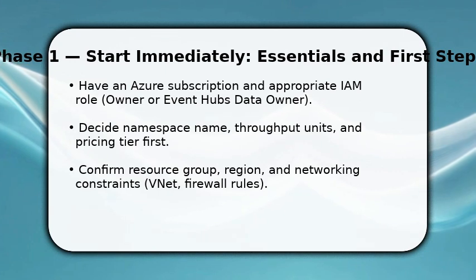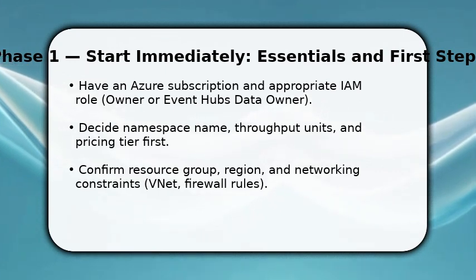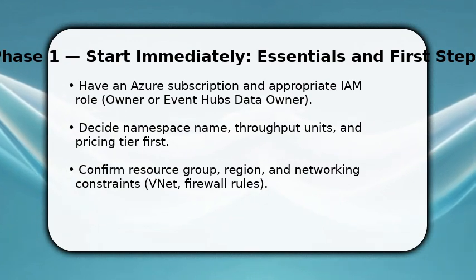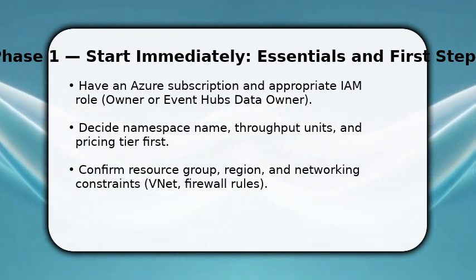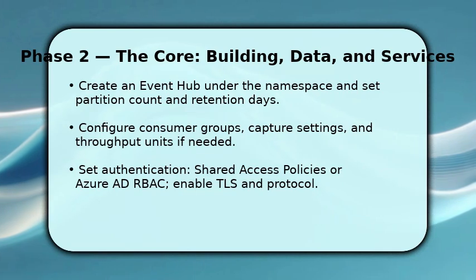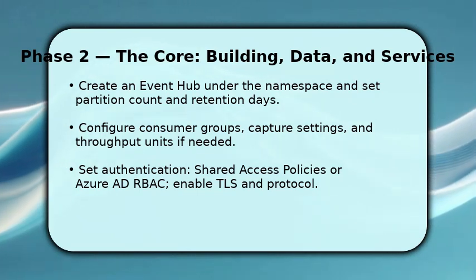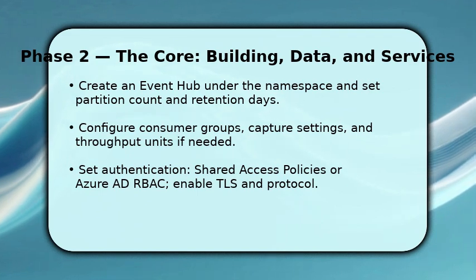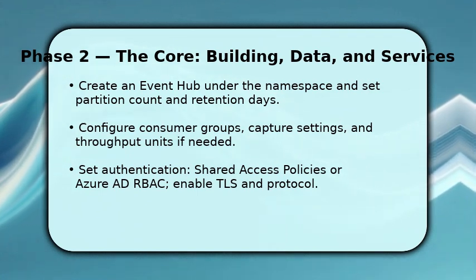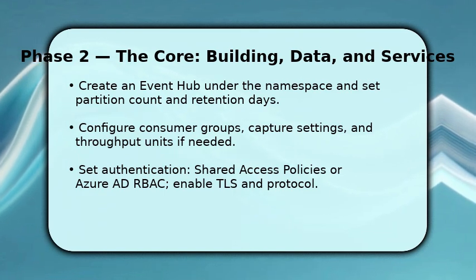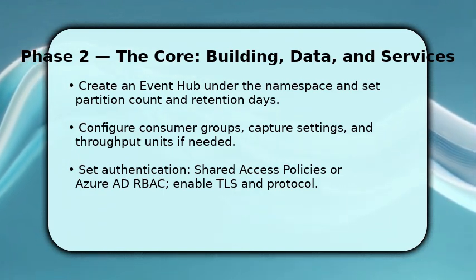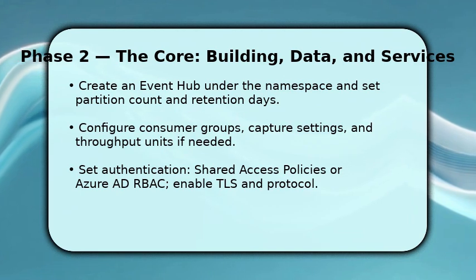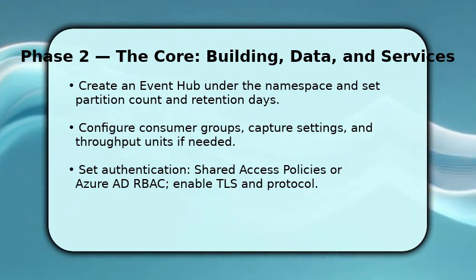Now, open the Azure portal or CLI and start creating the namespace resource. Don't skip network choices. You now create the Event Hub itself, choosing partitions based on parallel consumers and retention based on data lifecycle. Then configure consumer groups to separate read workloads and enable capture if you want events persisted to storage automatically. Make sure to adjust throughput units or auto-inflate to match peak load.